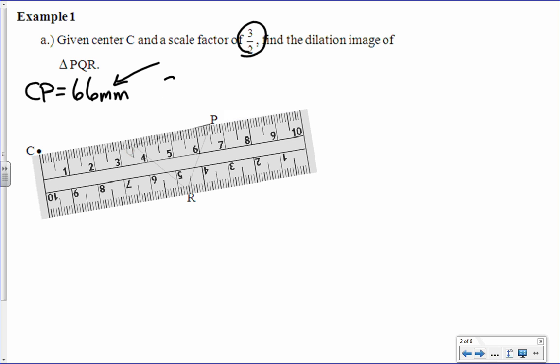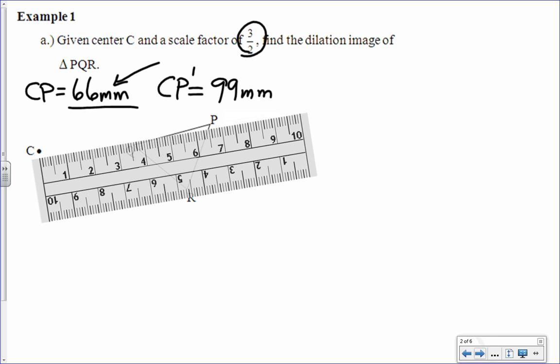So what I'm going to do is I know now my distance from C to P prime, where P has been moved. You know C didn't move, right? C stays. But P prime is going to get moved somewhere. And how far should P prime be from C? Well, 1.5 times that distance. And so that would actually be 99 millimeters, because if I took 66 times 1.5, I would get 99.